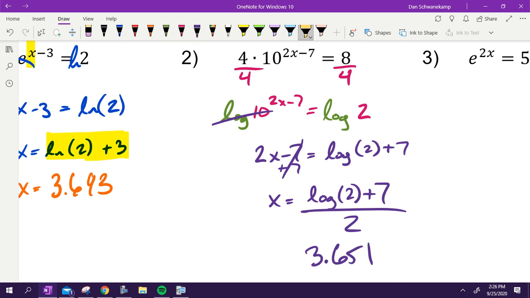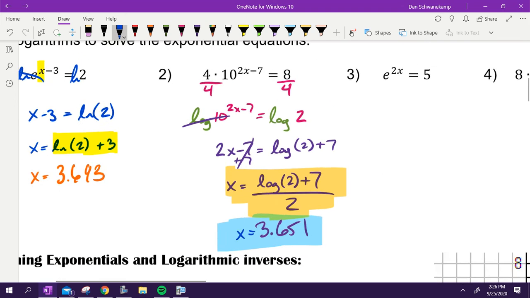So again, this is the exact answer. This is the approximate answer. Questions on those two? Try 3 and 4 with your neighbor. Go.